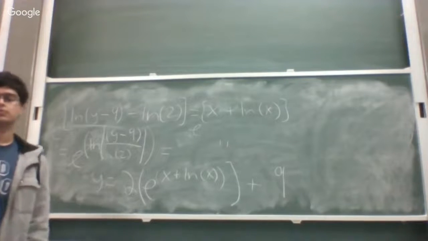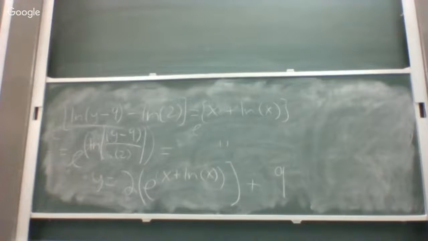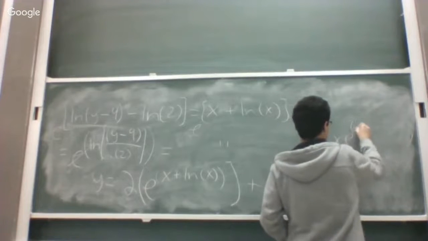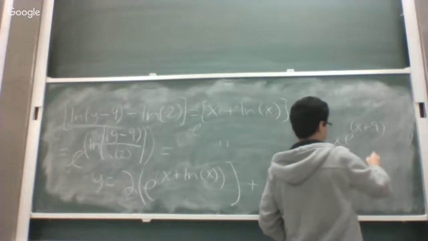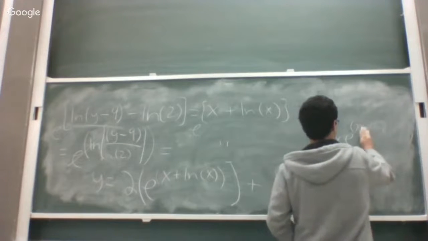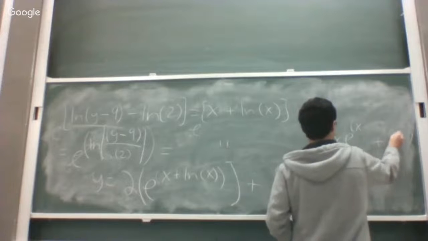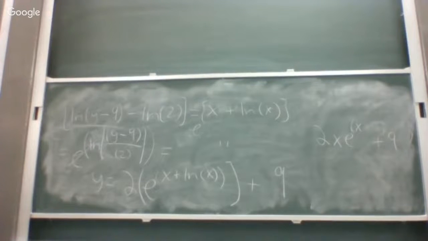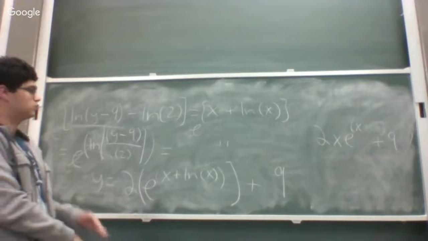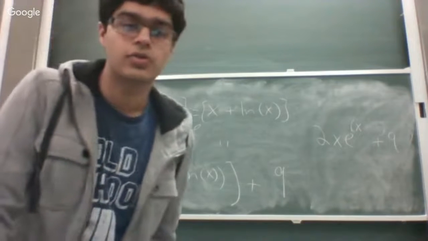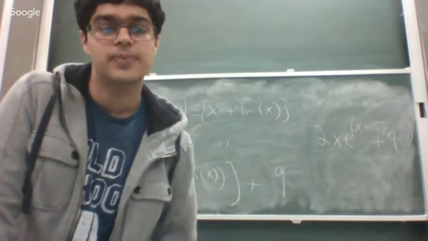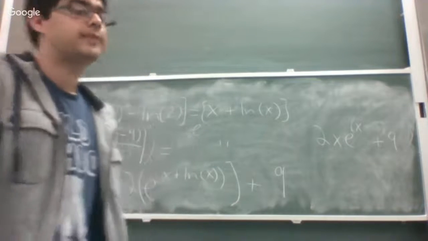Their answer was 2x e to the x plus 9. Well, there's no 9, it's just 2x e to the x plus parentheses. Yes. That was their answer. So then they simplified. Let me look in my notes. You learn this tomorrow or Monday. Yeah, it's actually new stuff.